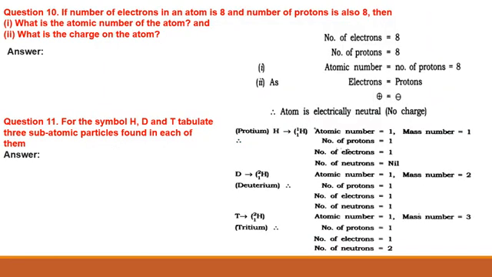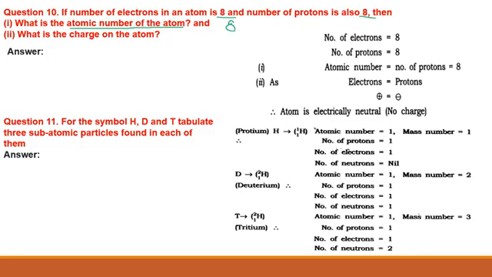Then the next question, question number 10. If the number of electrons in an atom is 8 and the number of protons is also 8, then what is the atomic number of the atom? Now what is atomic number? By definition, it is the number of protons. The number of protons given over here is 8. So the atomic number will be 8. Simple.